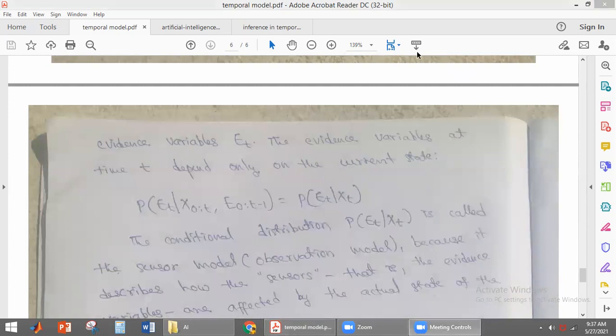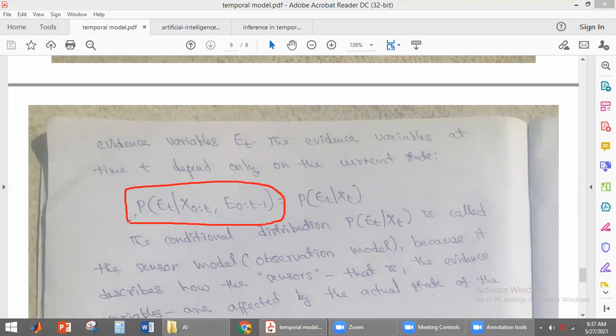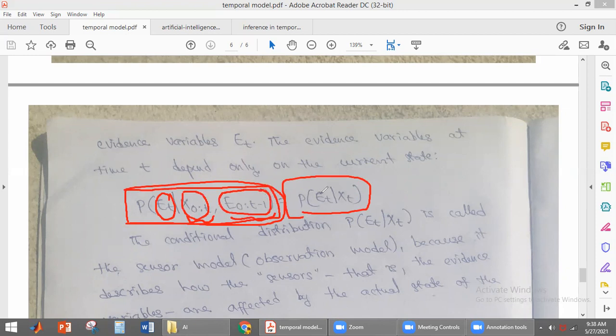For example, if you want to find the conditional probability with respect to the evidence variable, the probability of Et depends upon the state variables up to that time and the evidence variables from 0 to t minus 1. This is the conditional probability for the evidence variable. Instead of taking all the state variables from 0 to t, we restrict the parent of the evidence variable. The parent of the evidence variable Et is the state variable xt. This equation gives the conditional probability of the evidence variable considering all the state variables and the entire history of evidence variables. Now, instead of taking all these conditions, we restrict the parent of the evidence variable, that is, probability of Et given xt.